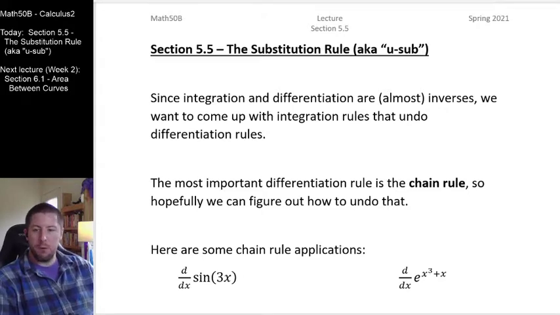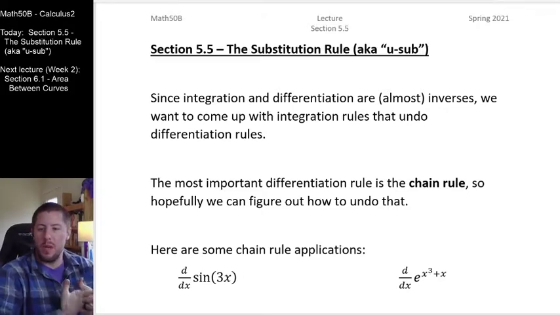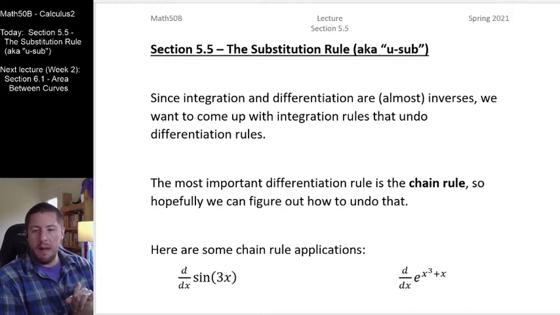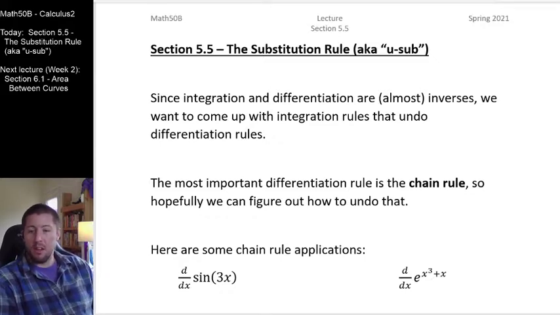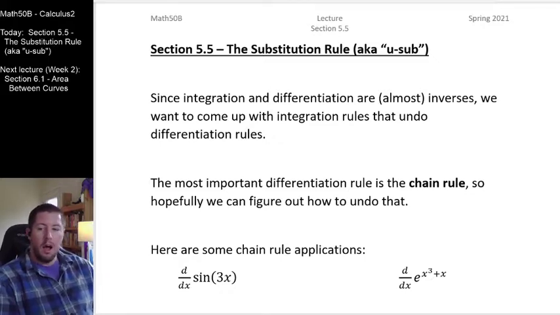We are here for the second part of week one. We're going to look at section 5.5 today. This is going to cover the substitution rule. I do want to point out there's nobody that calls this the substitution rule. This technique is very, very commonly referred to as U sub or U substitution.